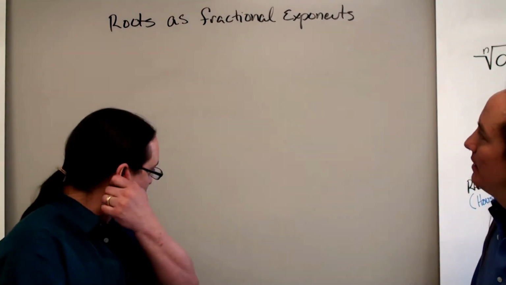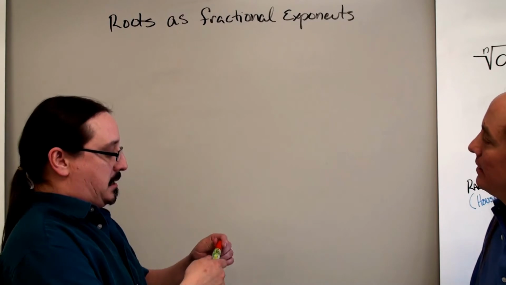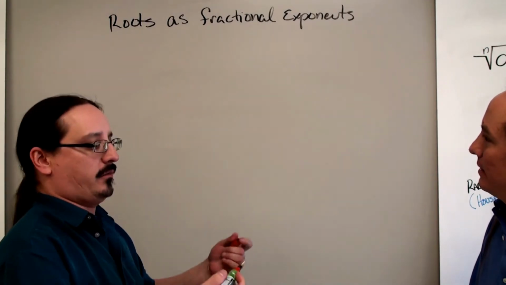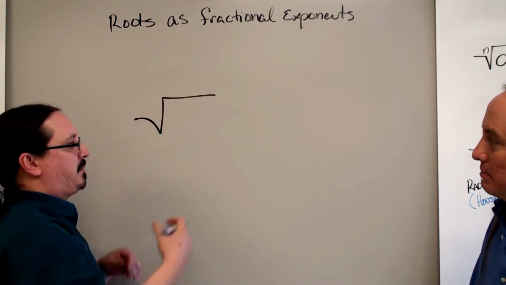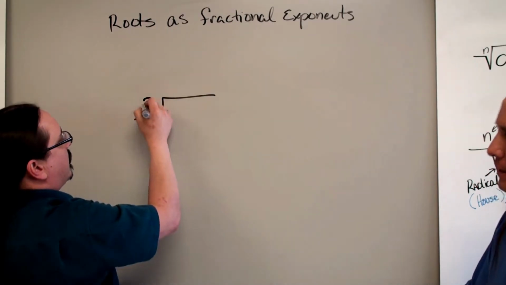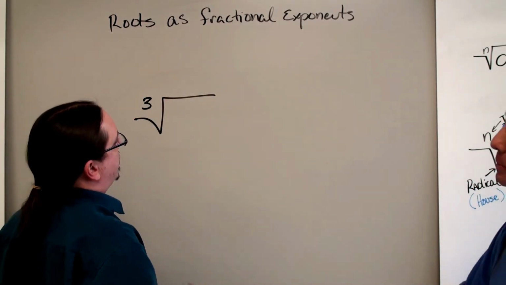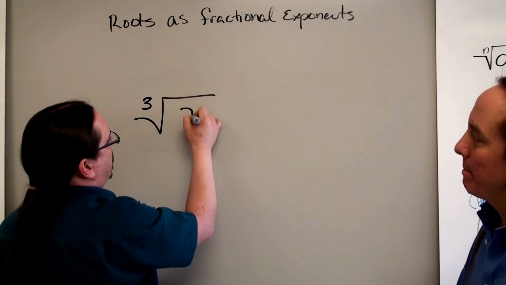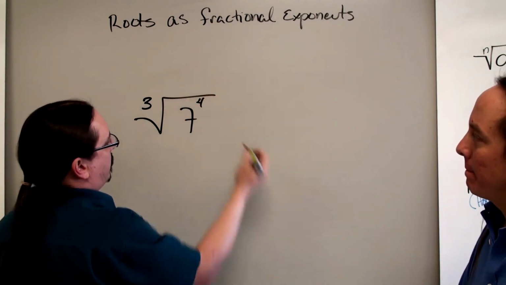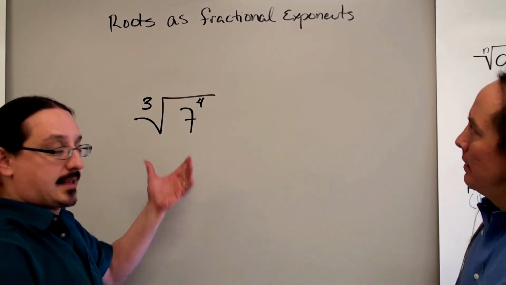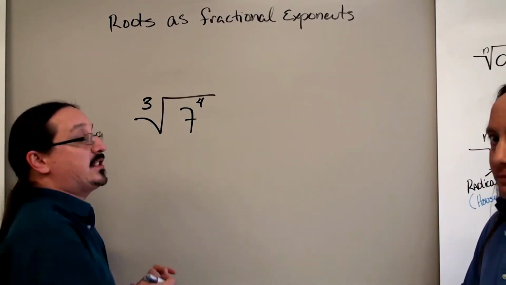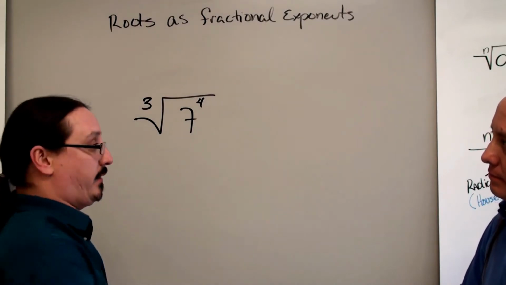So, if we have, I don't know, what kind of root do we want to do? Pick a root. Pick a number. Pick a 3. All right. Look at the cube root. And let's take 7 to the 4th. Okay. Sounds good. If we were to write this out, first of all, let's just see, can we take out anything?